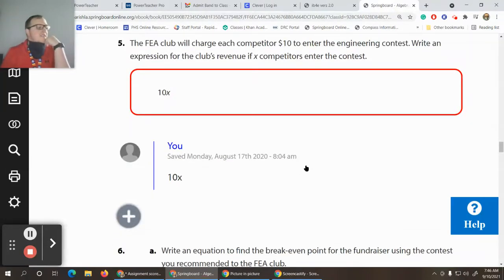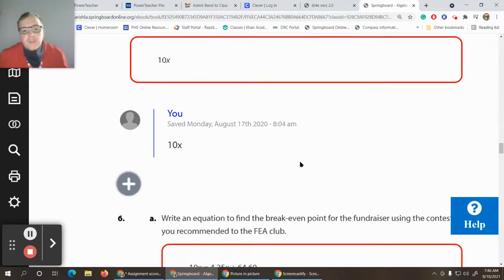Now, 6A says write an equation, right? I don't want to give away the answer. All right, it says write an equation to find the break-even point for the fundraiser contest using the FEA club. All right, how would we figure out the break-even point? What would we have to do? Yeah, we would have to come up with an expression. Actually, this would be an equation, right? It says equation, right? It says that we have to find an equation.